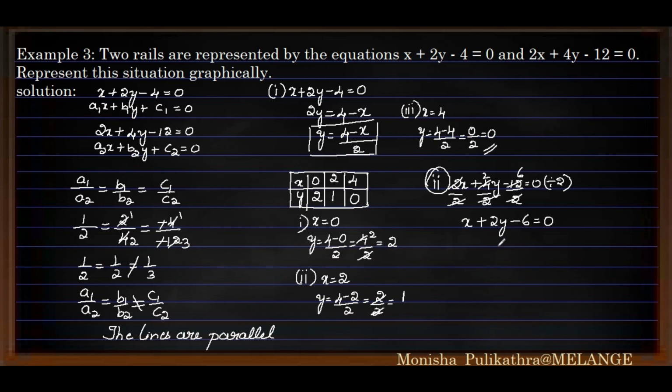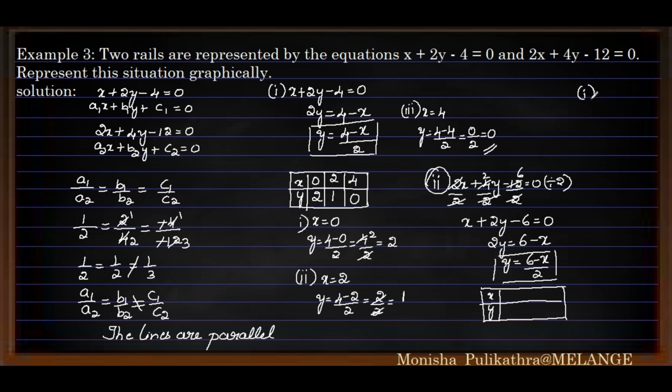Next we need to rearrange it so that it comes as y equals. So 2y equals, shifting minus 6 to the right-hand side it becomes plus 6, and x to this side becomes minus x. So y equals 6 minus x divided by 2. So this is the other equation. Next we need to find the points for x and y.